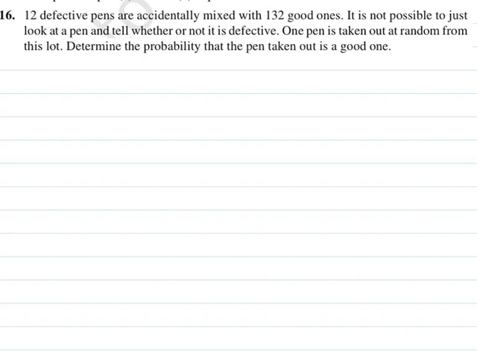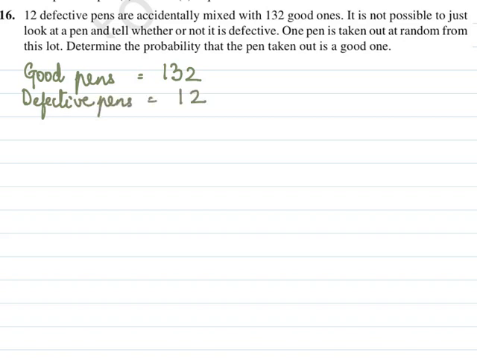12 defective pens are accidentally mixed with 132 good pens. So we have 2 kinds of pens. We have the good pens which are 132, and then we have defective pens. There are 12 of them. So when you mix both of these, the total pens now, you add them up, will be 144. So this is total outcome. Total outcome equal to 144.